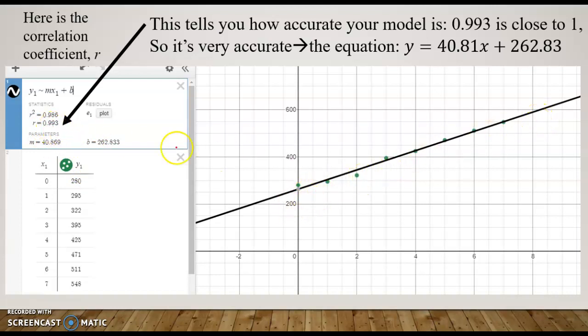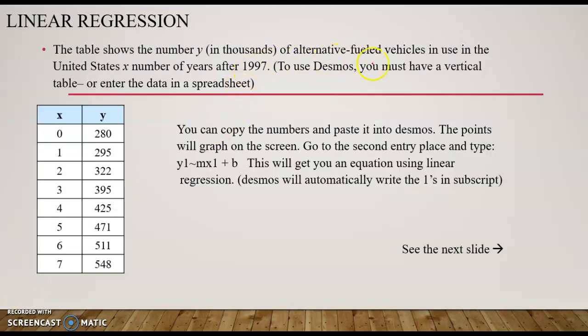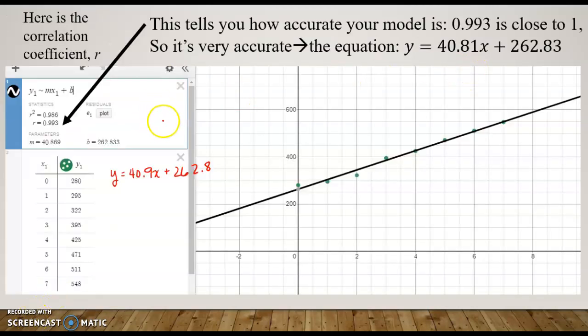And you can see that this is very, very close to 1. This would be the equation of the line that it's getting you: Y equals 40.9x plus 262.8. Okay, and if it says hundredths, then you would definitely go a little bit bigger than what we had. I don't know where I got the 81. It should be 87. But it will definitely come out for you.